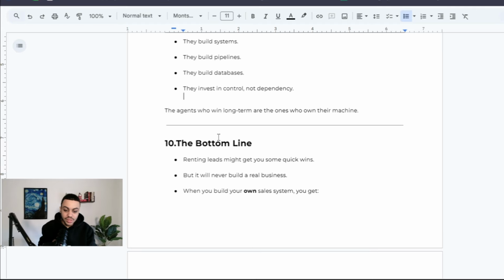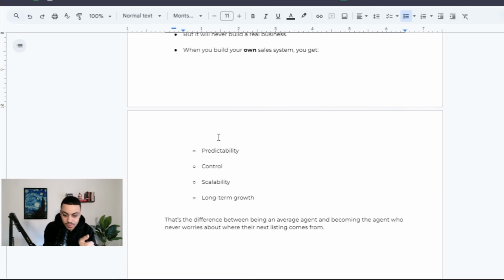So the bottom line here is, renting leads might get you some quick wins right now, but it will never build a real business for you. When you build your own sales system, you get predictability, control, scalability, and long-term growth as well. That's the difference between being the average agent and becoming the agent who never worries about where their next listing comes from. Super simple. You're going to be a top tier agent in your area, in your farm.